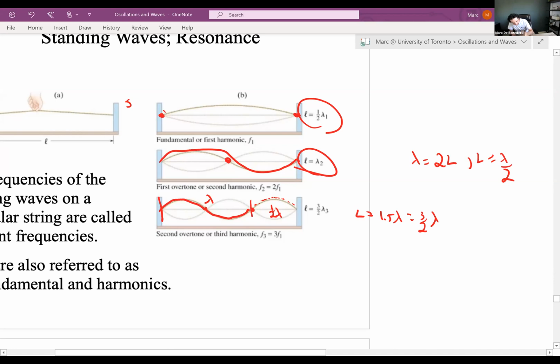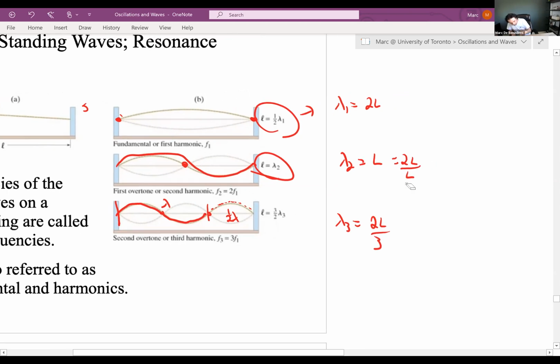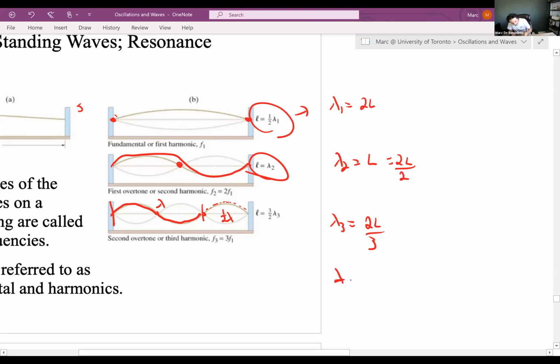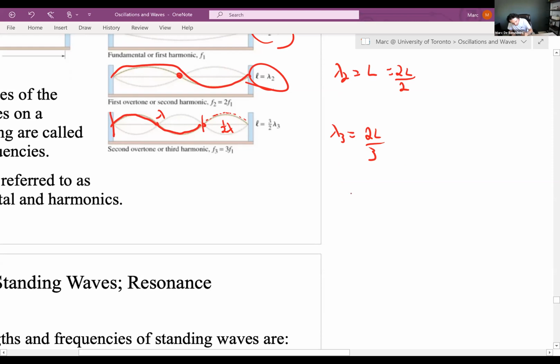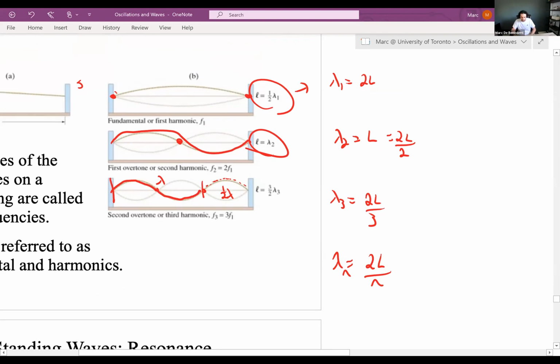You will see that there's a pattern here. Well, let's solve for lambda. Lambda 1 is going to equal 2L. Lambda 2 is equal to L. Lambda 3 is equal to, let's see here, 2L over 3. So this can be 2L over 1, 2L over 2. So the pattern seems to be 2L over N for lambda N. N is the number of nodes. Or sorry, N is the number of nodes plus 1.